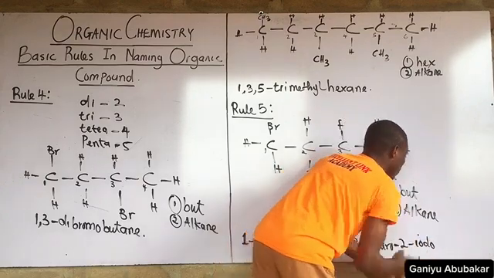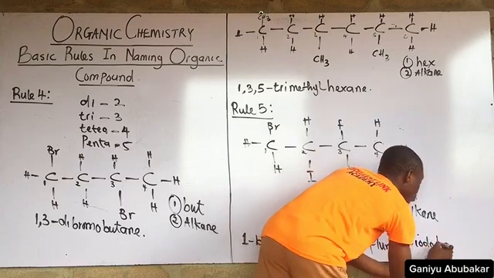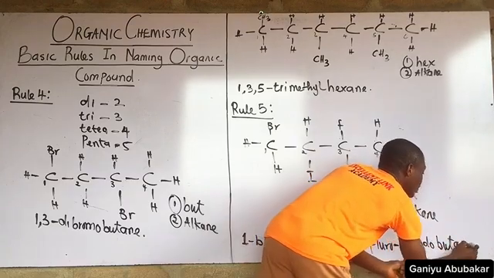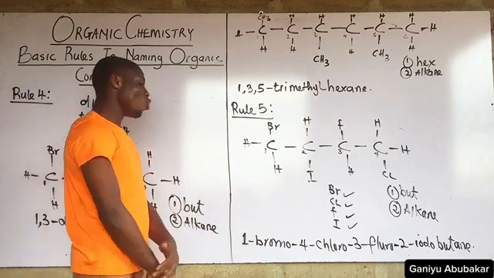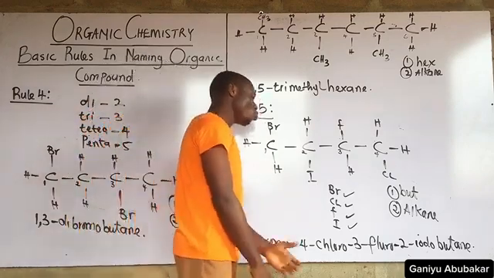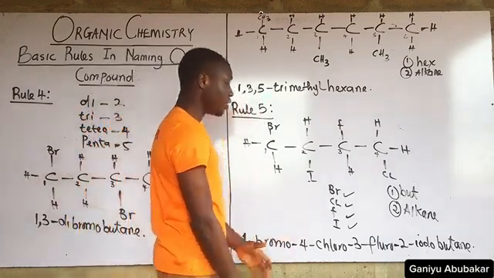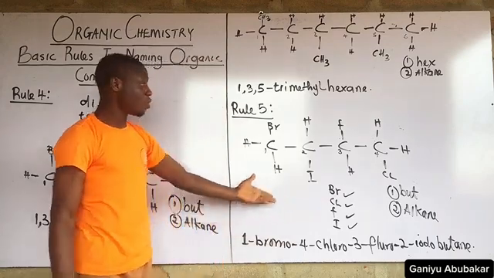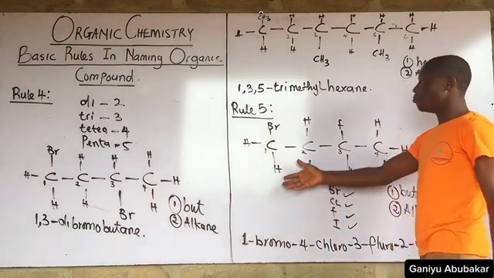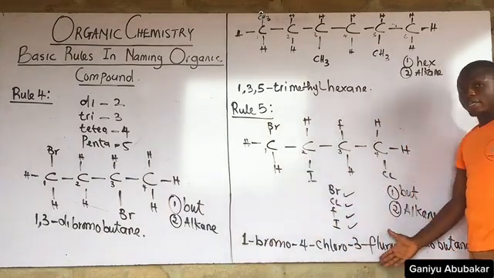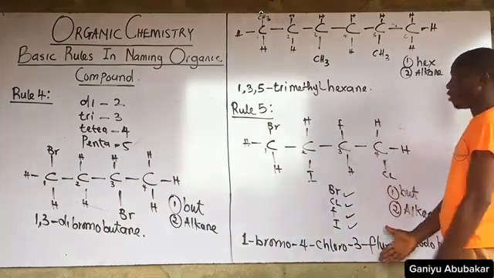Next up, the function, the compound here, that becomes butane. So this compound is called 1 bromo, 4 chloro, 3 fluoro, 2 iodo butane. That's the name of this compound here. Alright, that becomes the basic concept behind naming this stuff, as you can see.